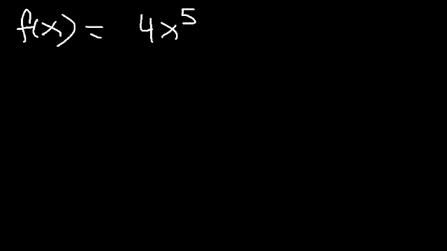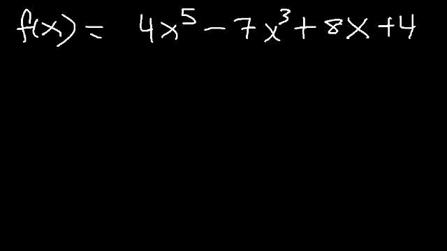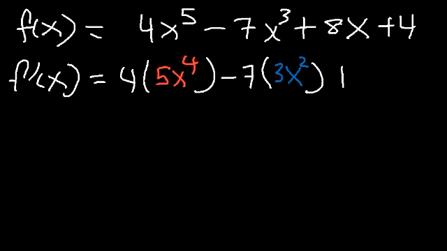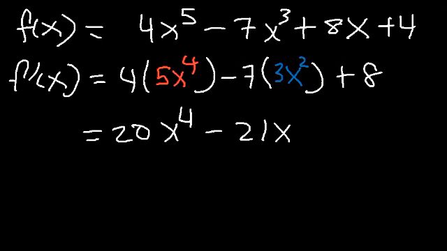Let's try another example. Let's say f of x is equal to 4x to the fifth power minus 7x cubed plus 8x plus 4. So the first derivative is going to be 4 times 5x to the fourth. And then for 7x cubed, that's going to be 7 times 3x squared. The derivative of 8x is simply 8, and for the constant it's 0. So this is equal to 20x to the fourth minus 21x squared plus 8.